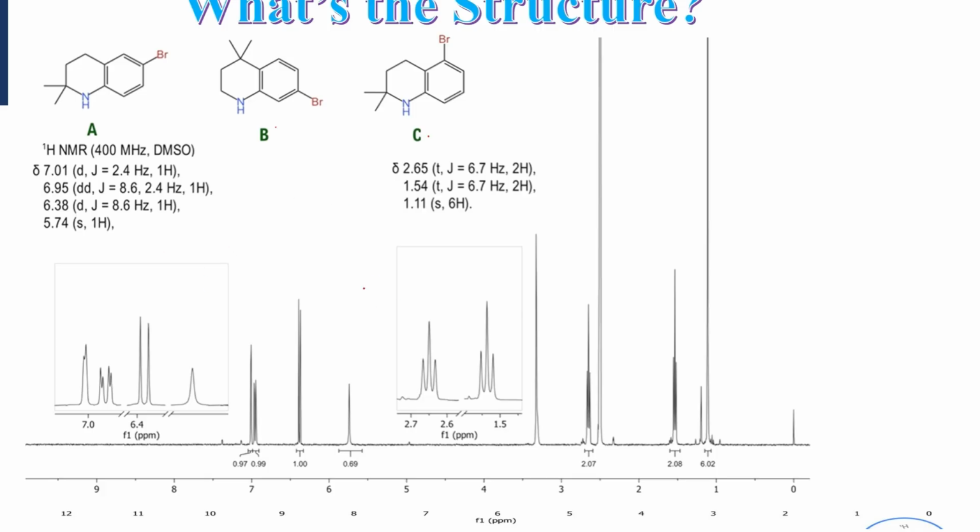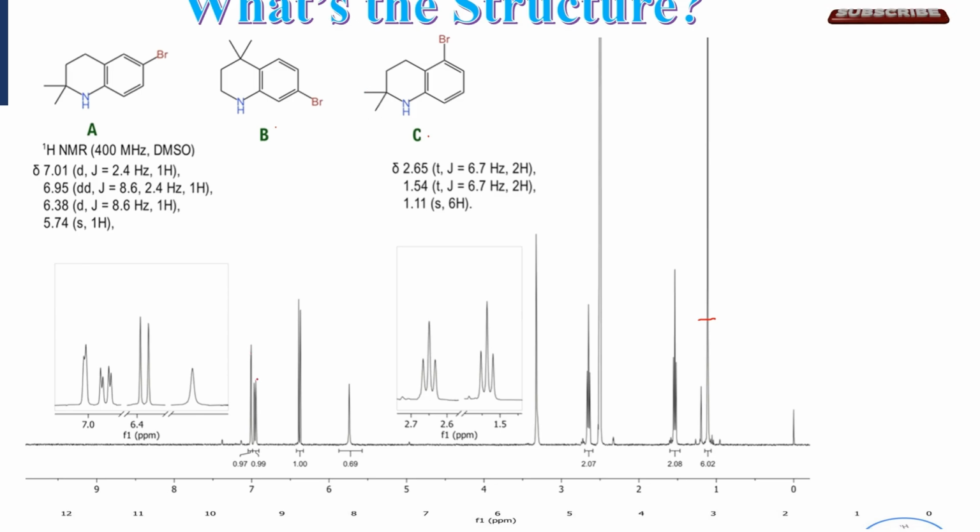From the given set of data, we have 3 peaks in the aromatic region. This one is a peak at 5.74, a singlet. Then we have a total of 3 peaks in the aliphatic region of 2 proton, 2 proton and 6 proton. These 6 protons clearly indicate the dimethyl peak.